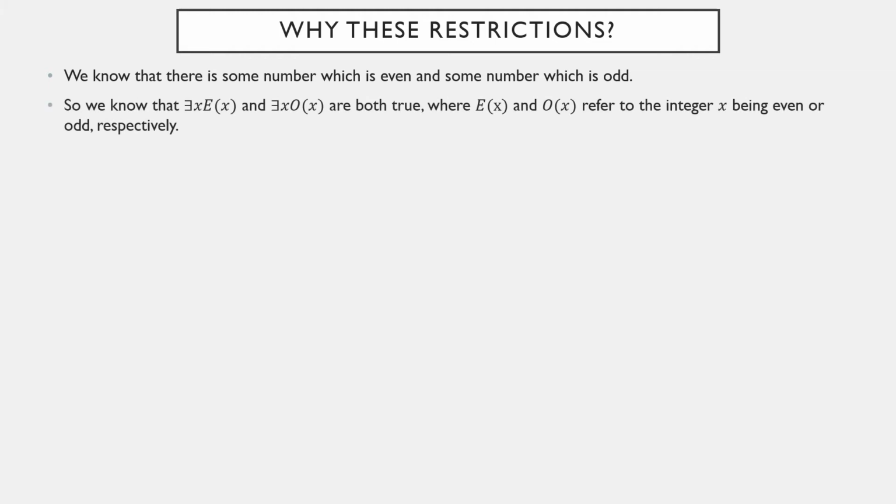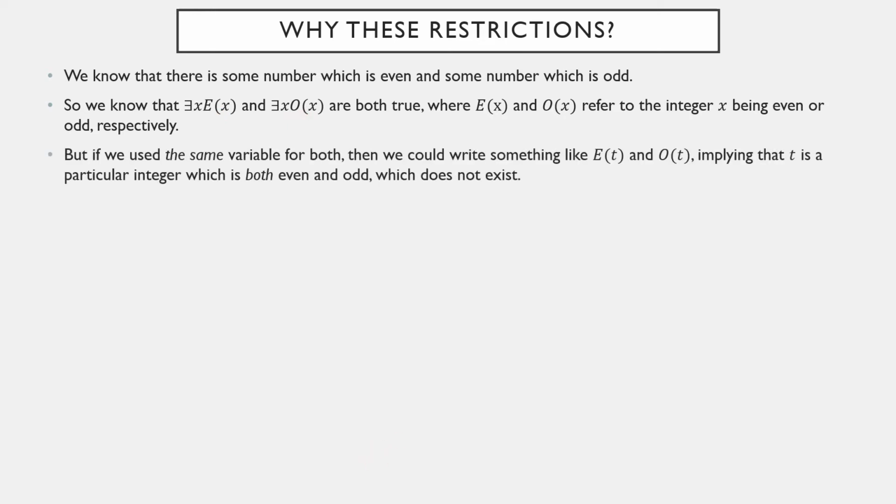So we know there exists an x for which e of x, assuming e of x means it is even, and there exists an x for which o of x, assuming o of x means that it's odd. So these are both true statements. There does exist a number which is even. There does exist a number which is odd.